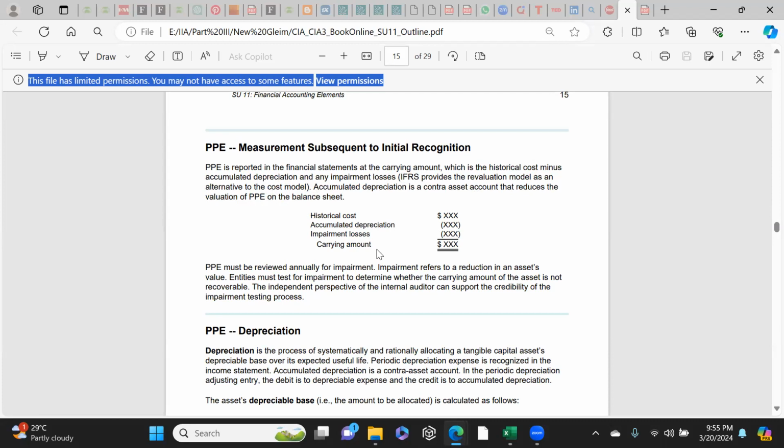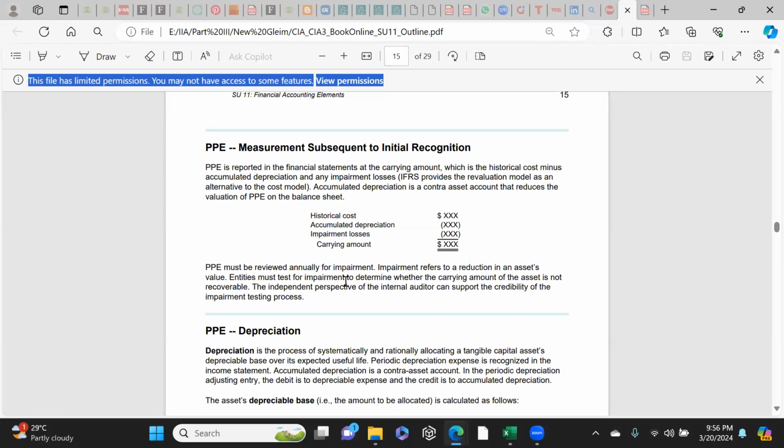So you have your asset at historical cost, and then the accumulated depreciation reduces the value of the asset, obviously. That is why it's a contra asset. And then if there is any impairment loss, you have to reduce that, and only then you calculate the carrying amount: cost minus the depreciation, and then you subtract impairment losses. So that is the value of the asset that you show in the balance sheet.